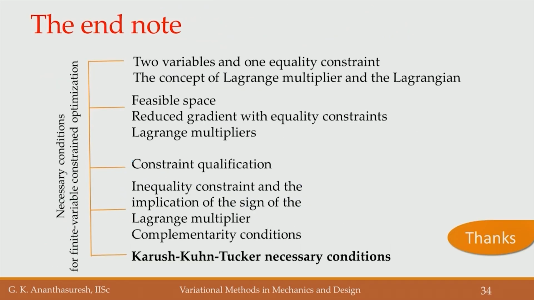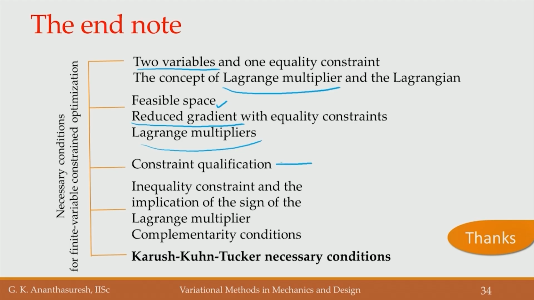So, to summarize, we first considered the two variable problem and eliminated one equality constraint. When we could not do it, we went for the first order approximation and eliminated one perturbation in terms of the other, which gave rise to this concept of the Lagrange multiplier. Okay. And then we have the feasible space where the constraints are satisfied. In the case of n variables, we talked about reduced gradients, where we eliminated m variable perturbations in terms of the remaining n minus m variables. Then we had m Lagrange multipliers.